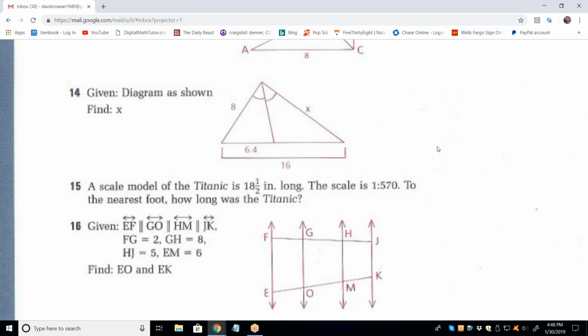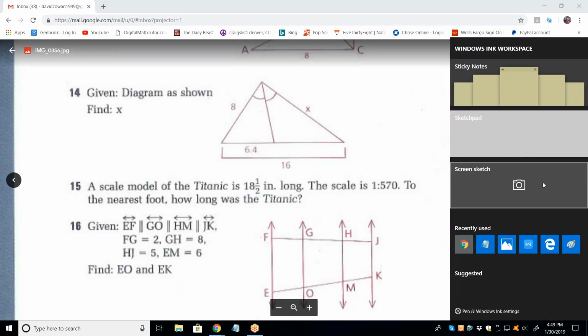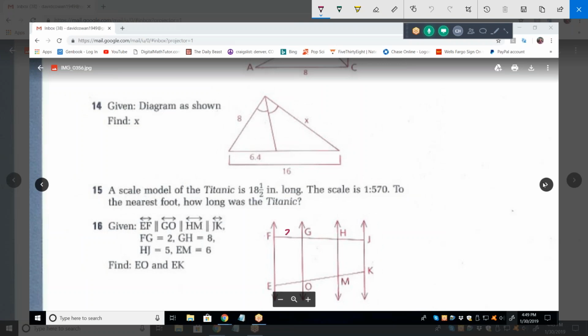16. All 4 vertical lines are parallel. Now let's add some numbers here. That's 2. That's 8. 5. M here to here is 6.